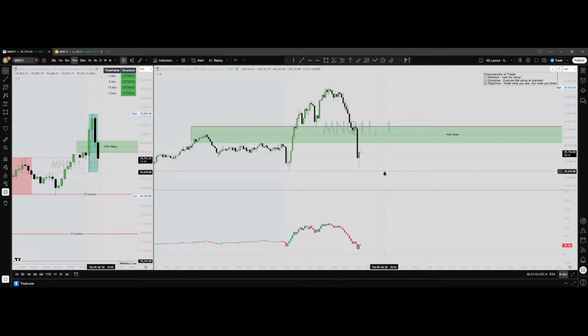Just be patient. It has not been 1 hour since the market opened. We still have another hour.